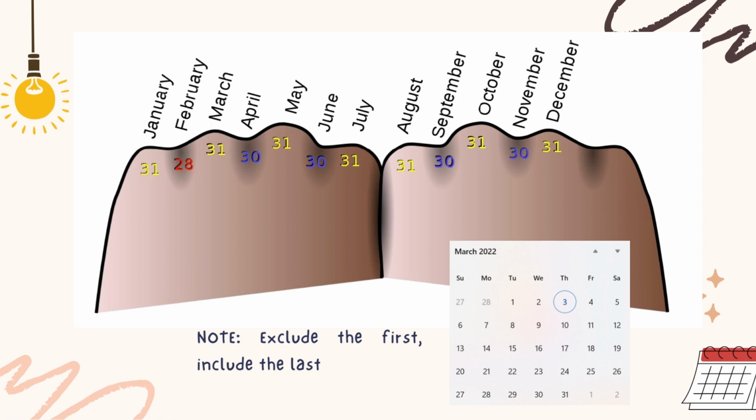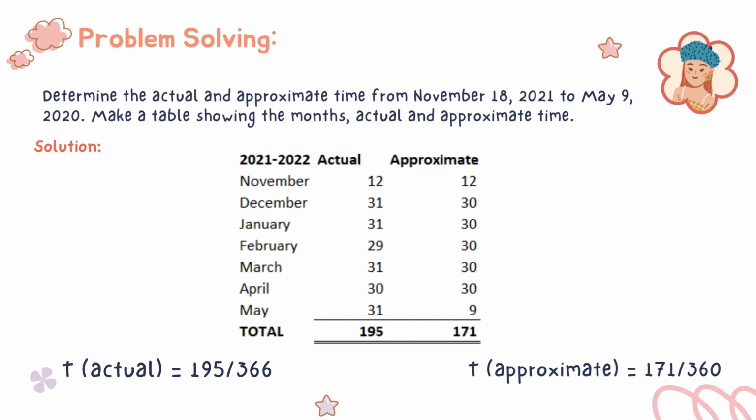Because if we include the first, March in actual time would become 29. Okay? That's wrong. You have to exclude it. You start counting from 4: 4, 5, 6, 7, 8, 9. Or the easier way is 31 minus 3, for the first month. But for the last month, it is automatic since you include the last day. So the number of days for the last month is simply the day number itself.